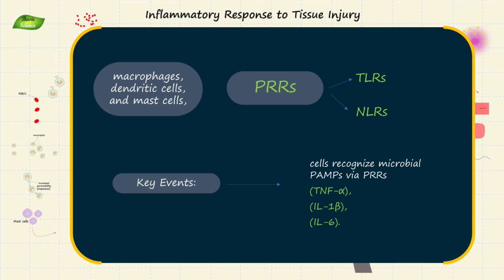Macrophages, dendritic cells, most of the time, they will recognize those PAMPs using PRRs. And then PRRs will activate, and important cytokines will be released. Those cytokines are TNF alpha, which is known as tumor necrosis factor alpha, and also interleukin 1 beta and interleukin 6. These are the most important cytokines that are released when there is activation of cells by PRR.